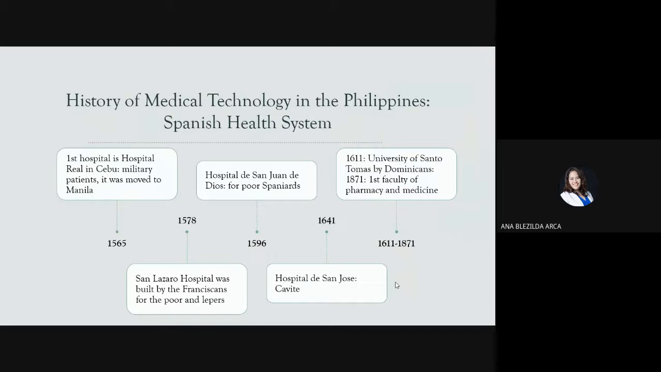And then during 1578, they established San Lazaro Hospital para naman to sa mga mahihirap. So kung yung pangmayaman yung Hospital Real, yung pangmahirap naman San Lazaro Hospital para siya sa mga poor and lepers. Yung lepers, ito yung mga merong ketong, yung may sakit na leprosy. So doon sila pinagsama-sama sa San Lazaro Hospital. And then after that, they established the Hospital de San Juan de Dios for poor Spaniards, para naman sa mga mahirap na Spaniards. And then they have the Hospital de San Jose in Cavite.